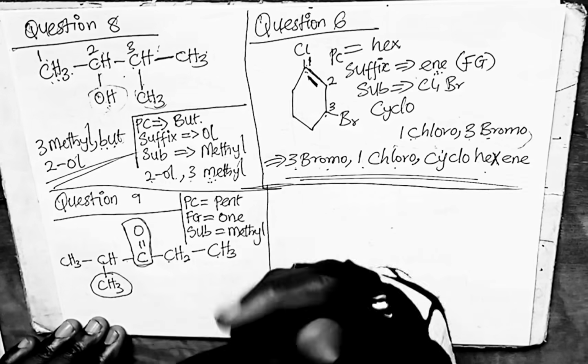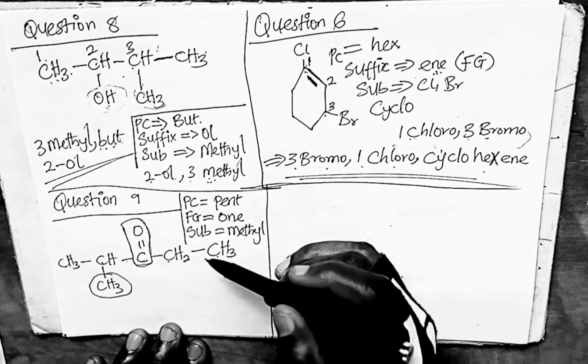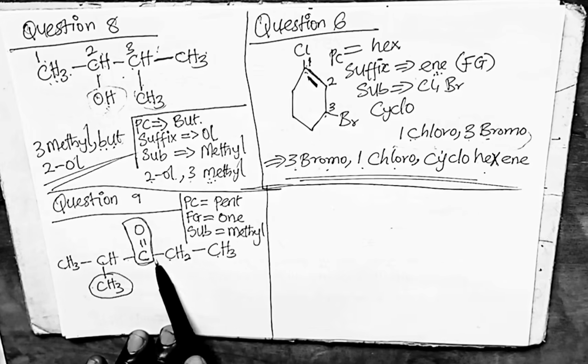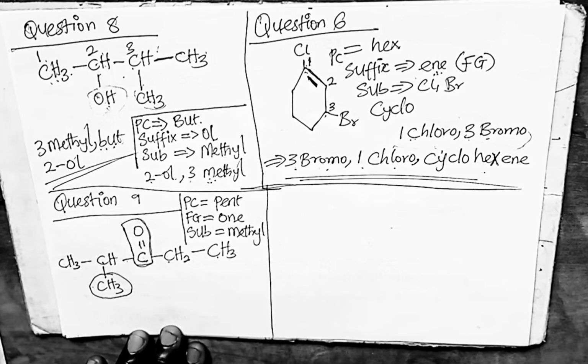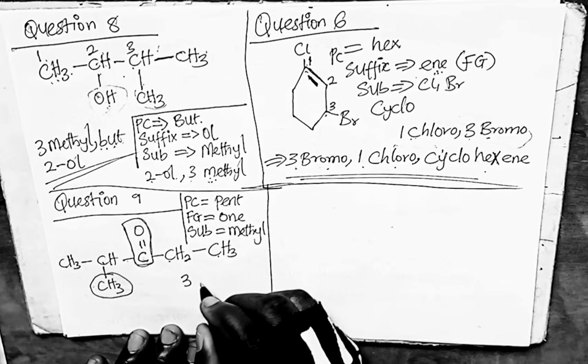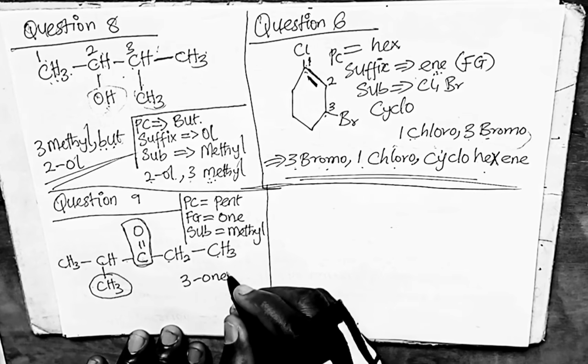Remember, functional group first. Favor the functional group before any other thing. If you number from here, 1, 2, 3, the functional group carries 3. But if I number from the other side, 1, 2, 3, the functional group still carries 3. So it is the same thing, we take any one. So we say 3-one.